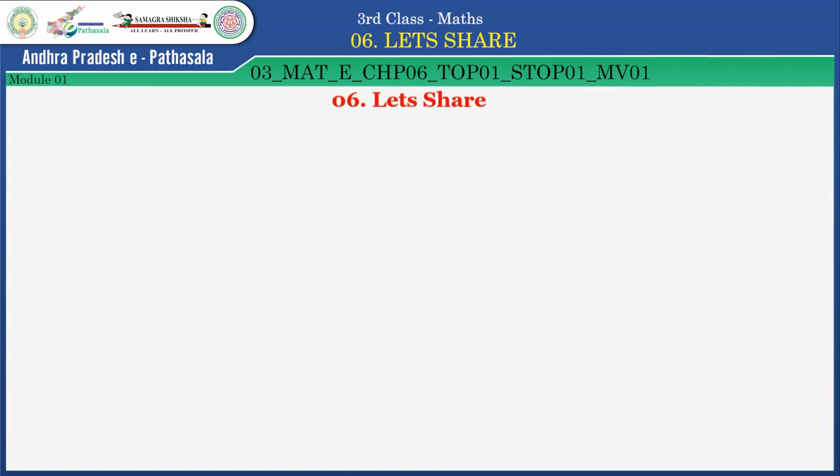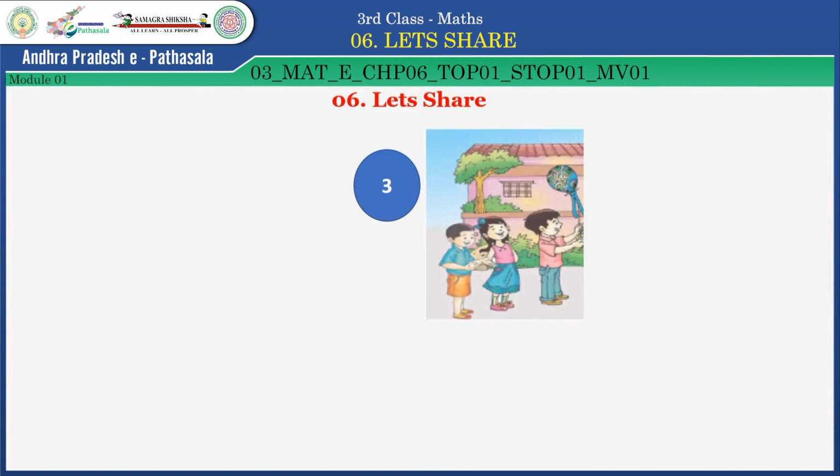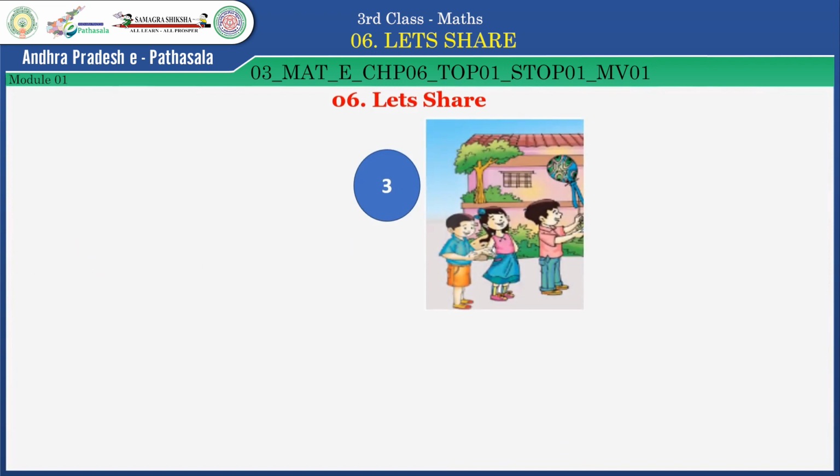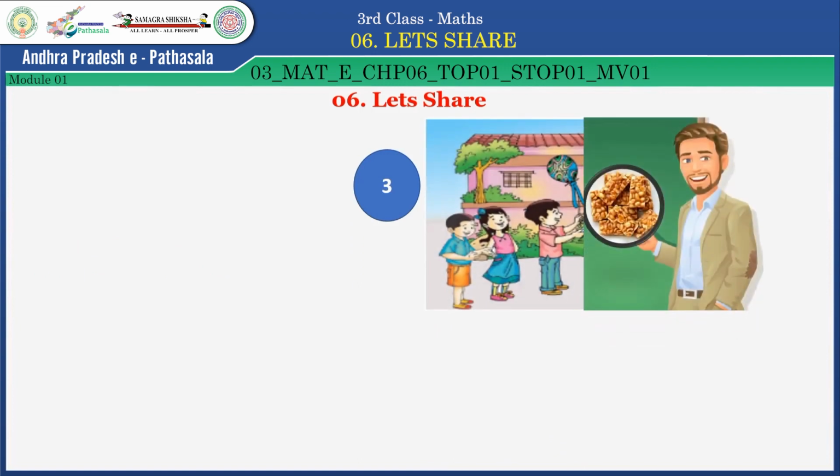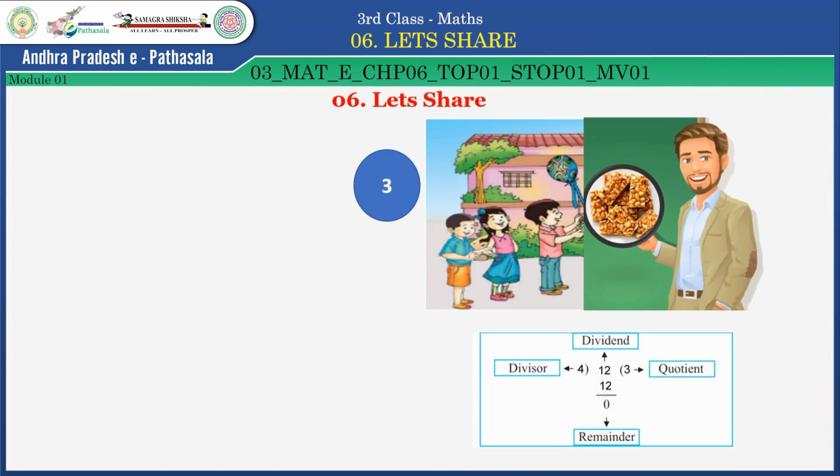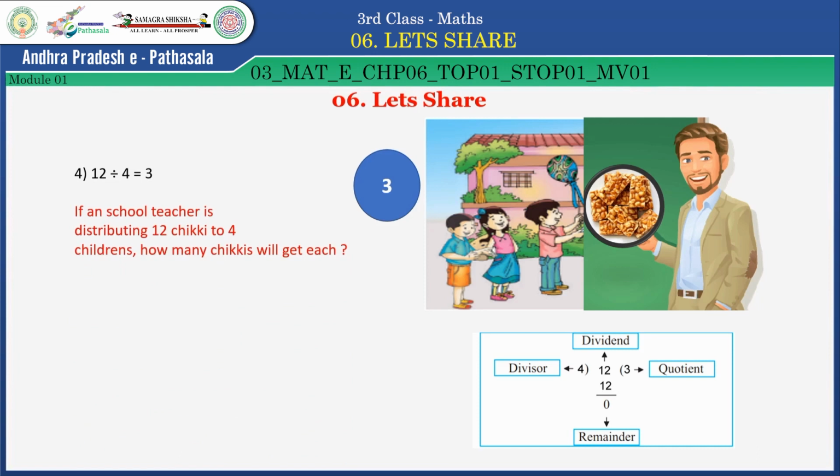In the word problem, the last one is 12 divided by 4. If a school teacher is distributing 12 chikkis to 4 children, how many chikkis will each student get? Here the total number of chikkis is 12 and the total number of children is 4. Then each child gets 12 divided by 4 chikkis.